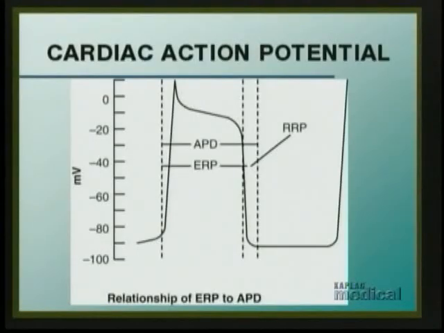A third diagram is represented for you in those general concepts. This is a diagram that shows us the relationship of effective refractory period to action potential duration. Effective refractory period, ERP, to action potential duration, APD. Notice in the diagram also RRP, which stands for relative refractory period. The whole idea stems from the different states ion channels can take. And different states simply means different shapes, different conformations of those channels.